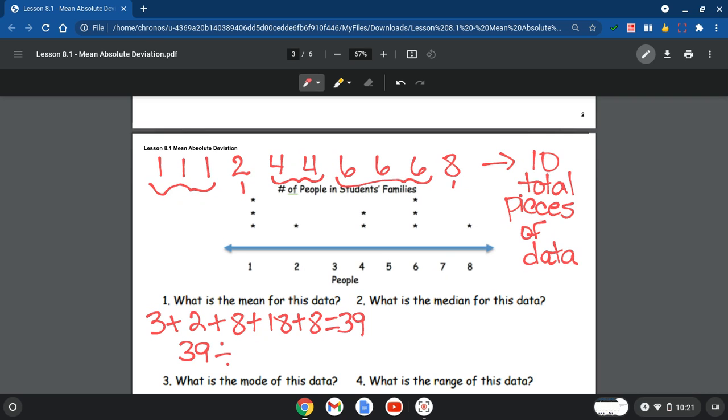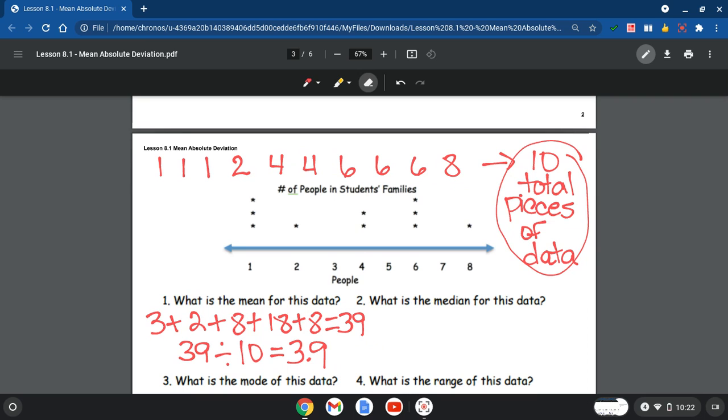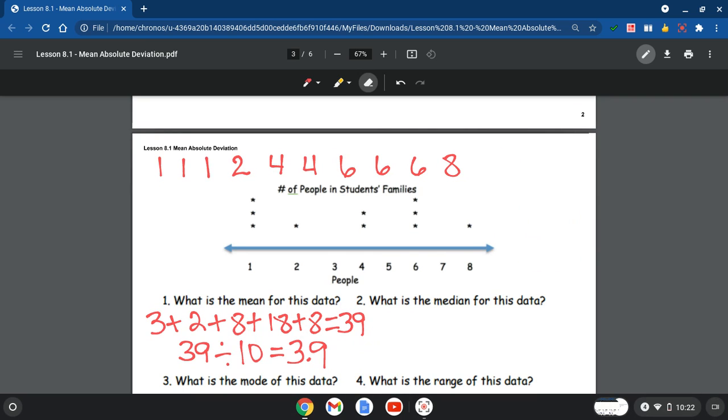We will then take the 39 and divide it by the total pieces of data that we had, which were 10, to give us a mean equaling 3.9. Let's reset this so that we can look at the median.